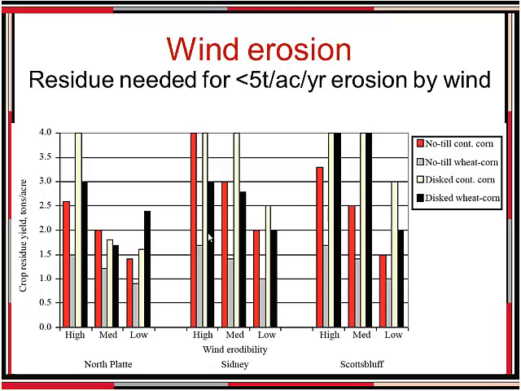And let's focus on the North Platte area since it's closest to us. Here we have 3 different tillage or cropping systems. The red is no-till continuous corn. The gray is no-till wheat-corn rotation, or at least having wheat in a rotation once in every 2 or 3 years. Disc continuous corn, and then disc wheat-corn rotation.